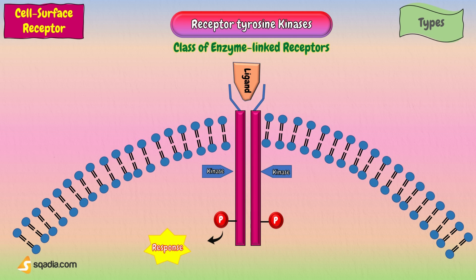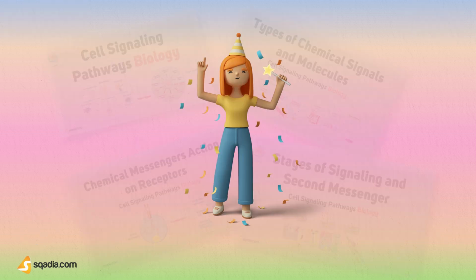Receptor tyrosine kinases are essential in many signaling processes. For example, they bind to growth factors, molecules that promote cell division. And also they are part of the JAK-STAT pathway that we have discussed in our immunology video.